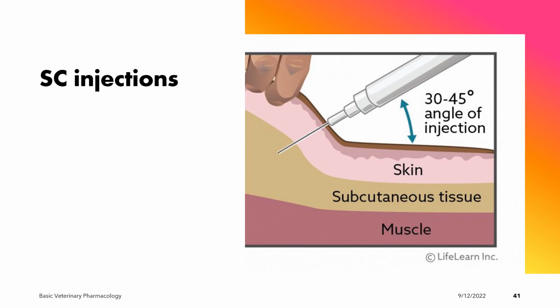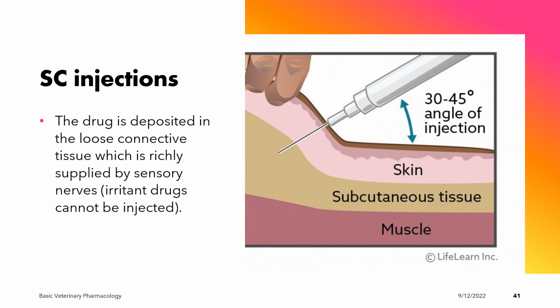Let's now proceed to the subcutaneous or the SC injections. The drug is deposited in the loose connective tissue, which is richly supplied by sensory nerves, so irritant drugs cannot be injected via the SC route. The area is less vascular compared to that of the muscle, so the absorption tends to be slower. This diagram shows the schematic diagram of the skin, the subcutaneous tissue and the muscle, and shows also the injection site for the SC route of administration, as well as the angle of the injection at 30 to 45 degrees.